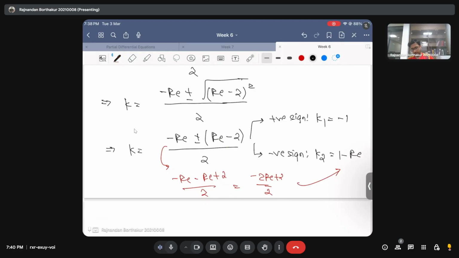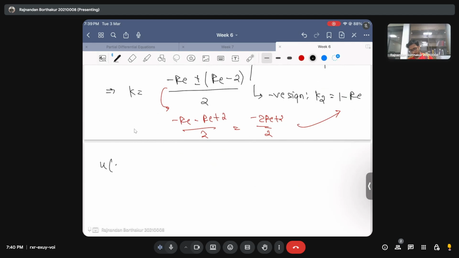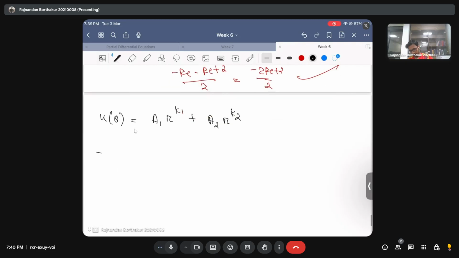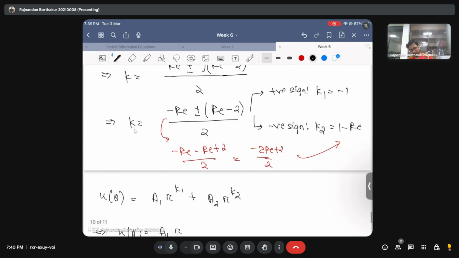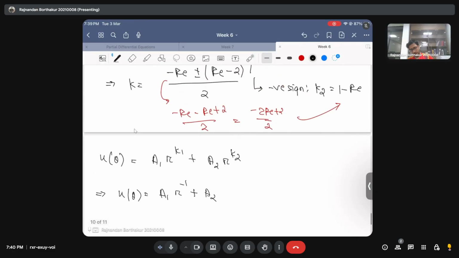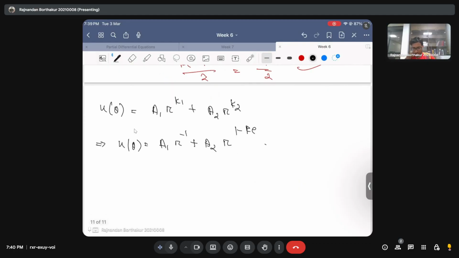Okay, so that's it. Then the two solutions are going to be a linear combination involving the roots k1 and k2. So the solution for u theta is going to be, let's say, a1 times r power k1 plus a2 times r power k2. Then u theta is a1 times r power minus 1, plus a2 times r power 1 minus Re. Okay, so that's your solution for u theta.